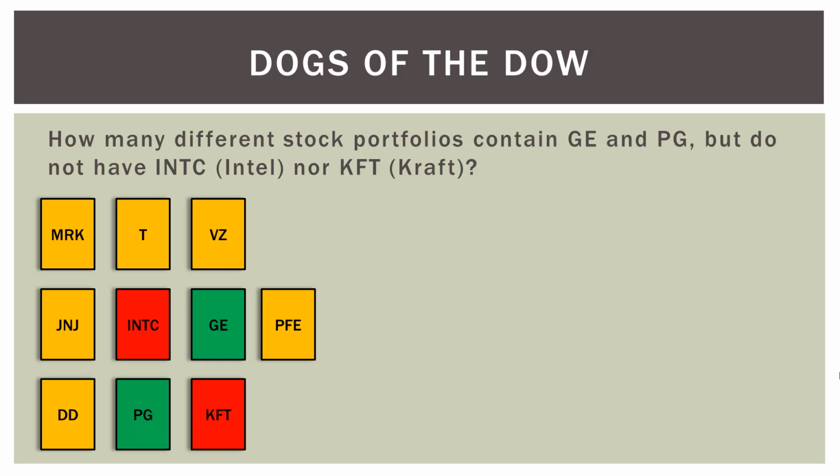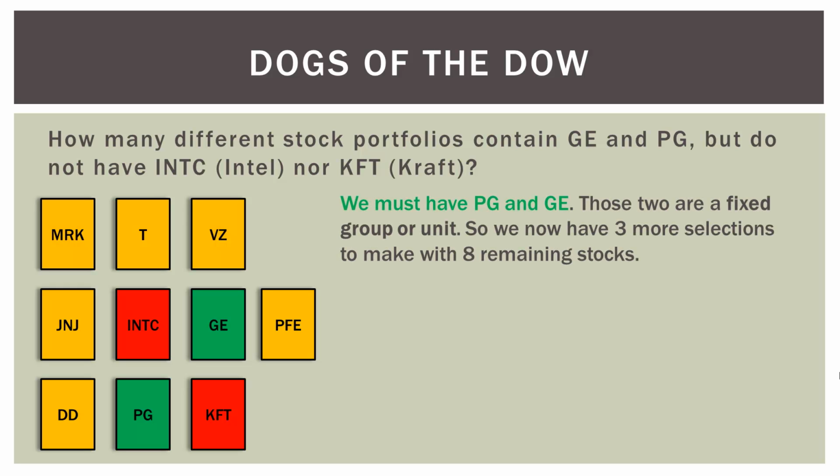Now the others, we have really yet to decide what we're going to do with them, but we can use them. They're definitely allowed to be in our portfolio. So I went ahead and colored those sort of a yellow or orange color. So this is just a visual representation of the information we have in our prompt there at the top. So we must have P&G and GE. Those two are a fixed group or a unit. So really here you cease thinking about those two as two separate stocks. We're thinking of them as a group. P&G and GE we have to have.